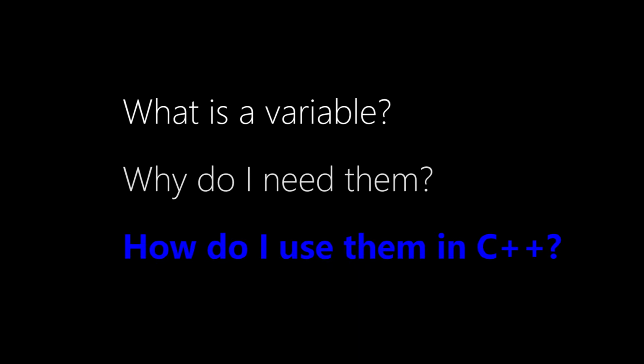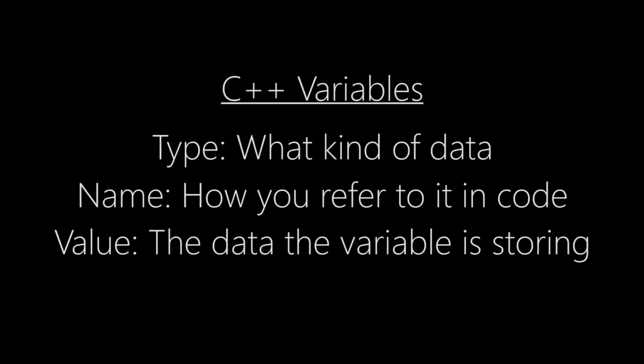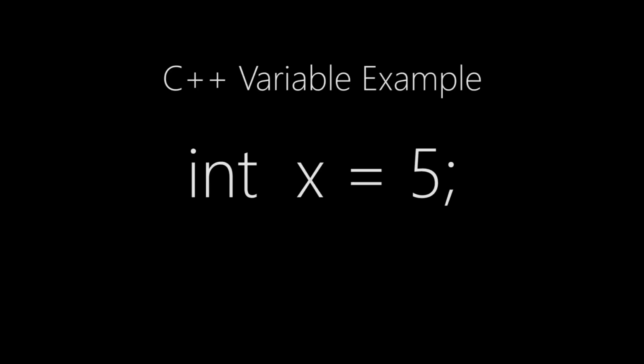Alright, so how do we use them in C++? In C++, a variable has a type, a name, and a value. The type tells you what kind of data it stores. The name is how you refer to it in the program, and the value is what it's holding. So here's a quick example. int x equals 5. Here, the type is int, which means it's storing an integer, which could be a negative number, 0, or a positive number. The variable here is called x, and we've given it a value of 5. So it's pretty easy to get started, but there are some rules you need to know.